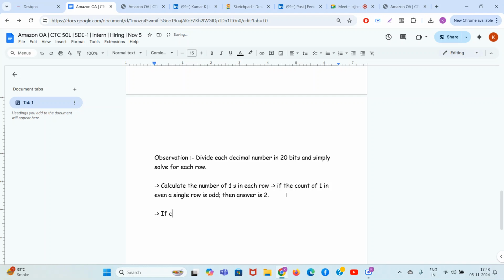If the count of 1s in all rows is even, the answer is 1. Special case, if all numbers of the array are 0, then you don't have to do any operation, the answer is 0.